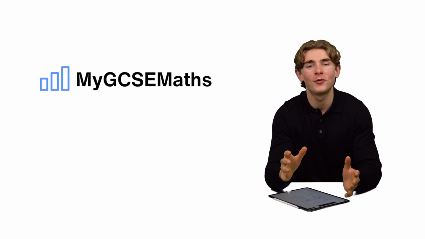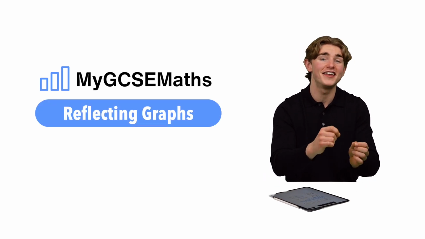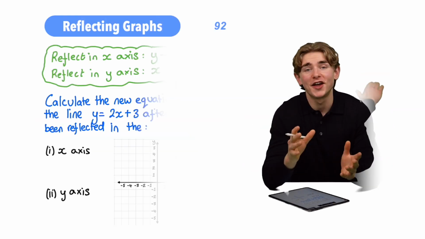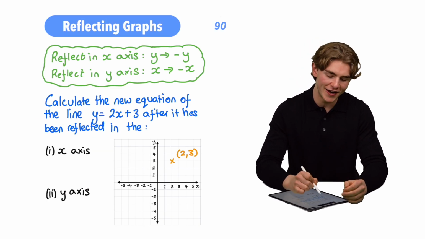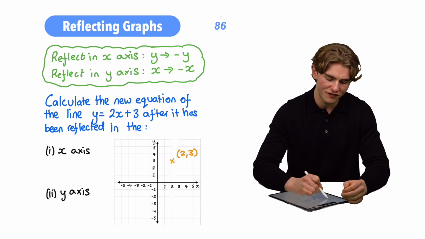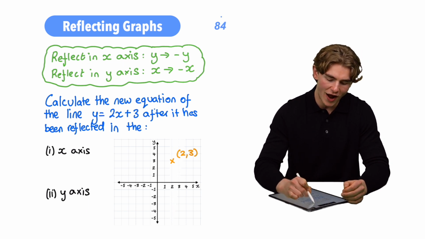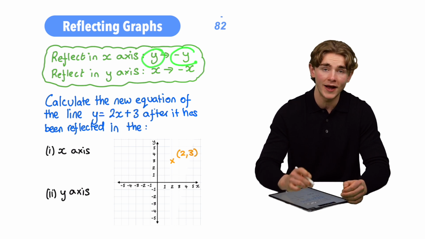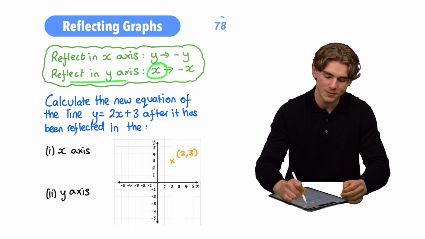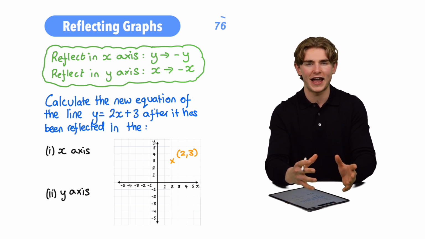How to find the new equation of a line when it's been reflected in the x or the y-axis in 92 seconds. Let's go. Guys, when it comes to reflecting a line in either the x-axis or the y-axis, the thing that we need to understand is that when we reflect in the x-axis, all of the y's in our equation become negative y. And when we reflect in the y-axis, all of the x's in our equation become negative x. Now, that's a little bit counterintuitive.